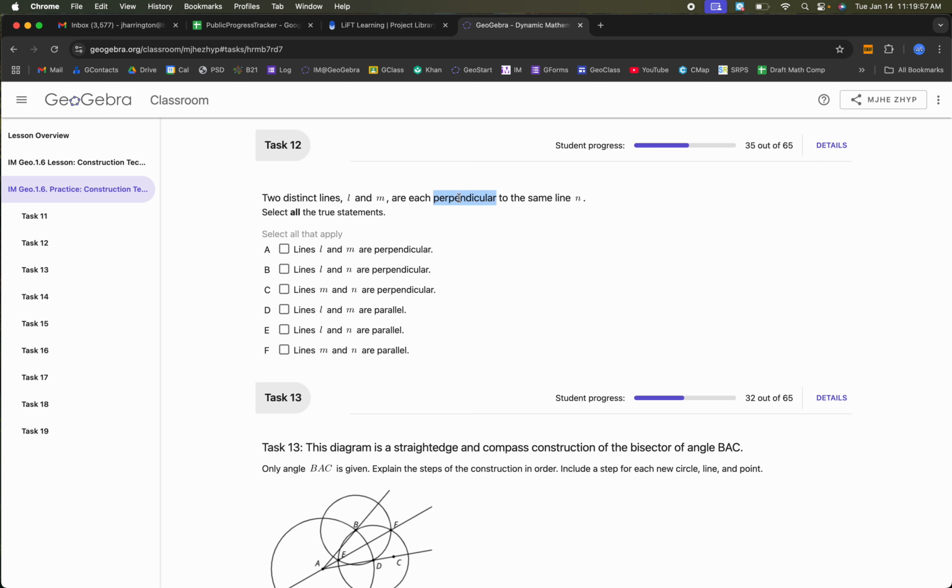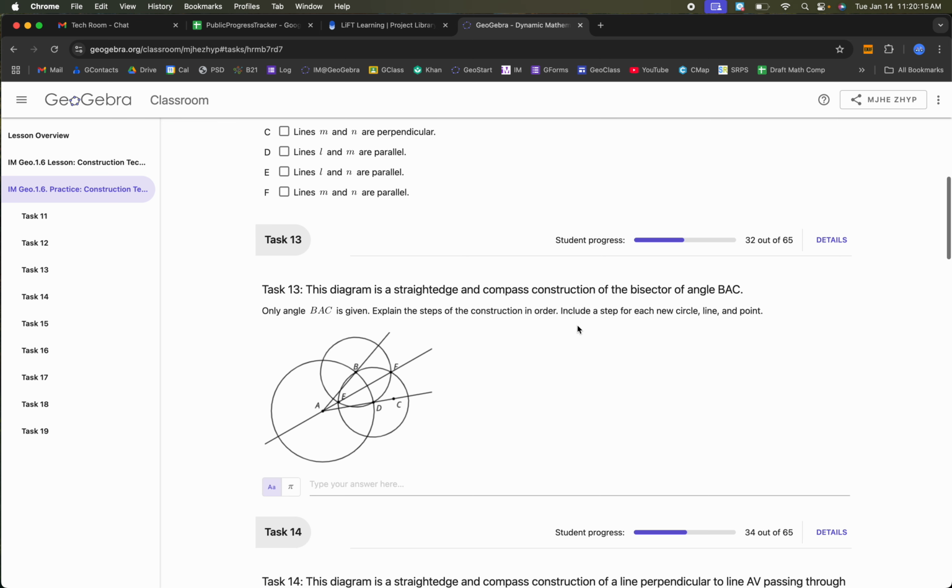Perpendicular, remember, is intersecting at a right angle. Then you select all of the statements that must be true, once you've got your diagram. Look at the diagram and then compare it with each one of these. Pause the video, answer the question.